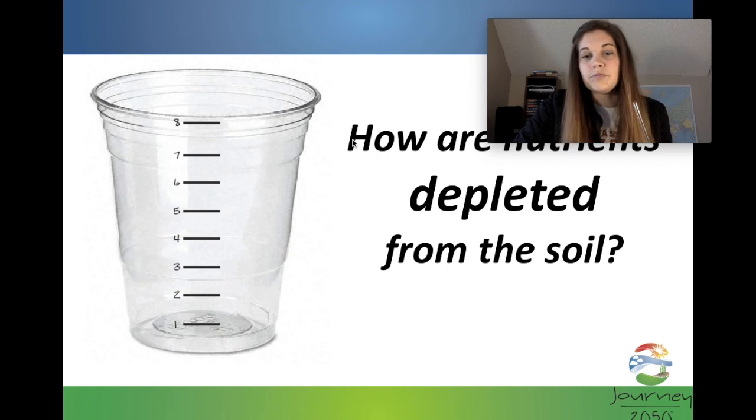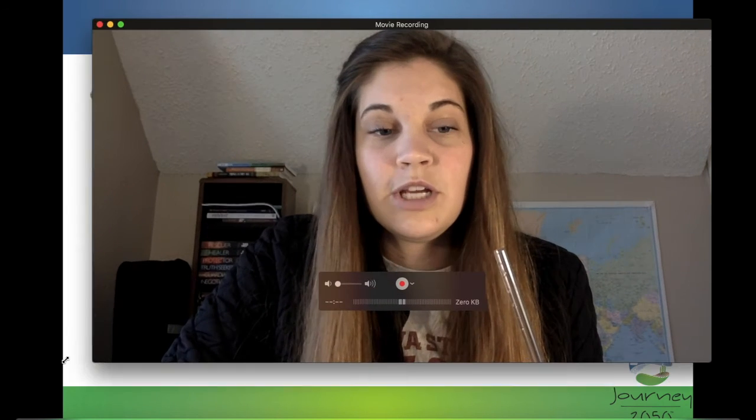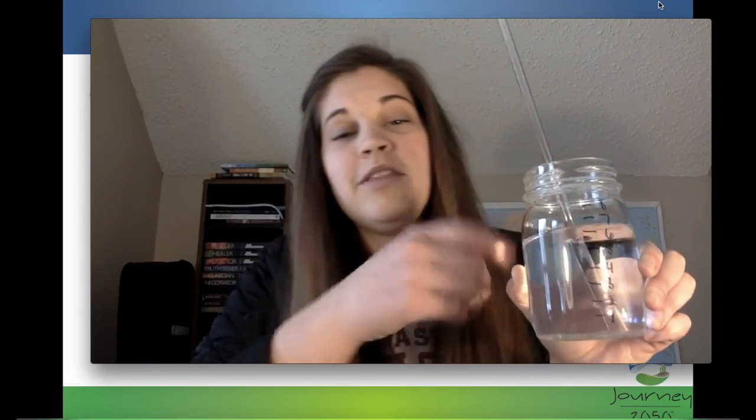Here I have an example of how nutrients are depleted from the soil. So I have a jar here. We're going to pretend that this is your soil and that the water line here represents the amount of nutrients you have in the soil. So right now it's about the 6 or 7 line, which signifies that the soil has used up, or plants have used up some of the nutrients, but you still have quite a reserve.